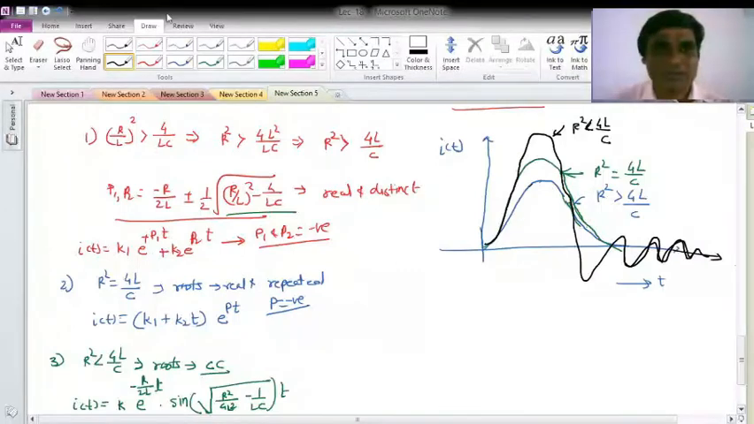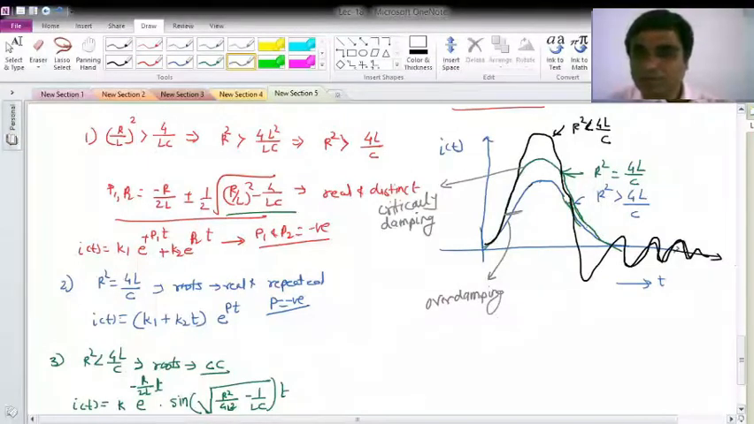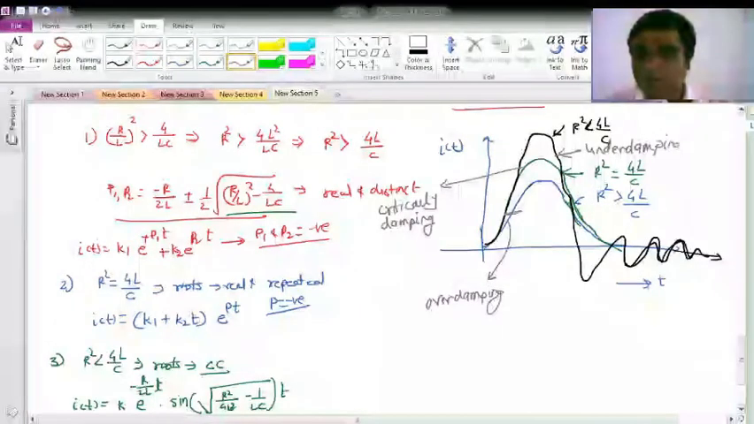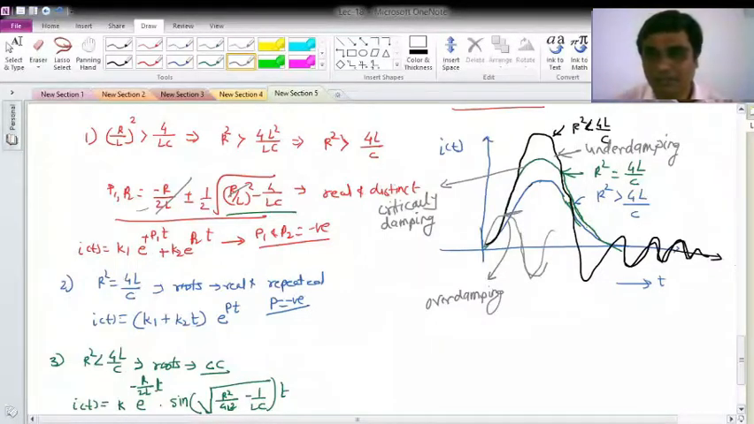So the first is called critically damped, this is called overdamped, and this is called underdamped. And in the fourth case, when R is not there, the R term is absent, and only minus 4 upon LC remains, at that time you will get a sinusoidal form.